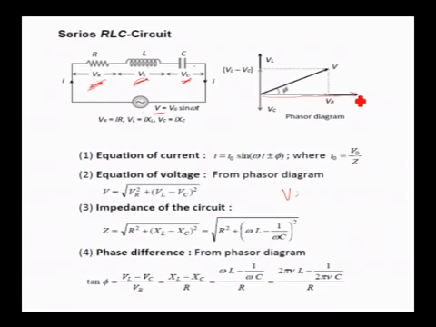I have marked the current direction first. We all know that in the case of resistor, the voltage and the current are in phase. But in the case of inductor, voltage will be leading current by an angle 90 degree. But in the case of capacitor, current will be leading voltage by 90 degree. So this is VC here. Voltage will be lagging by 90 degree behind current. Here voltage will be leading.